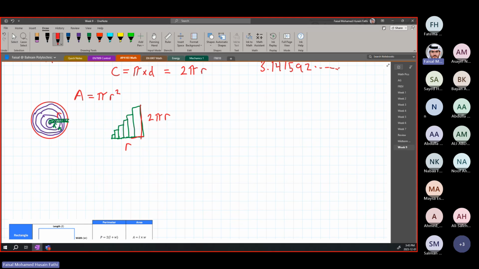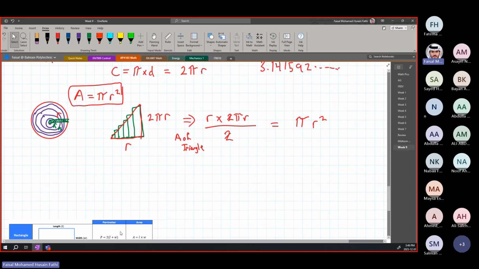Now, you'll notice that this shape basically looks like a triangle. If we want to find the area of this triangle, which is the same as the area of the circle that we opened up, the area of a triangle is base, which in this case is r, times the height, which is 2 pi r, divided by 2. If we simplify this, we can cancel the 2's. We get pi r times r, which is r squared. And that's how we get this formula.